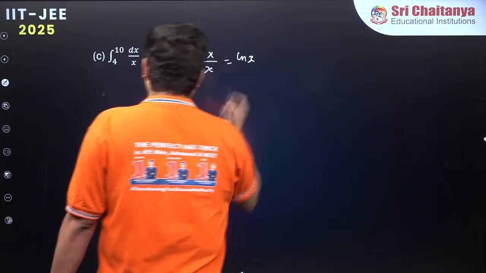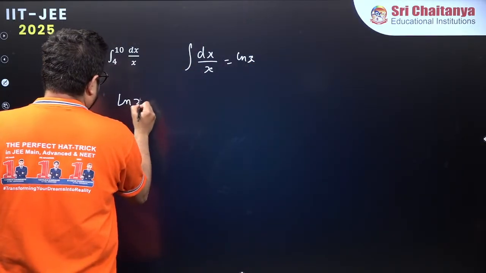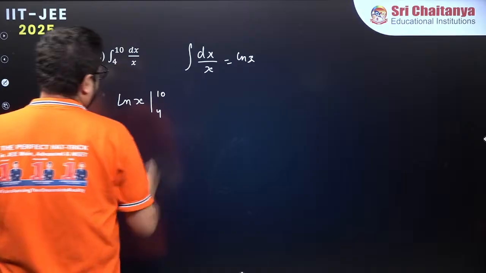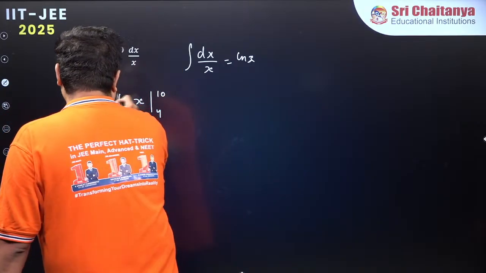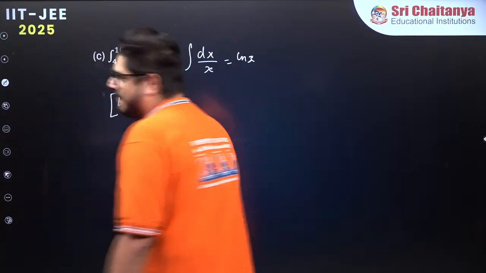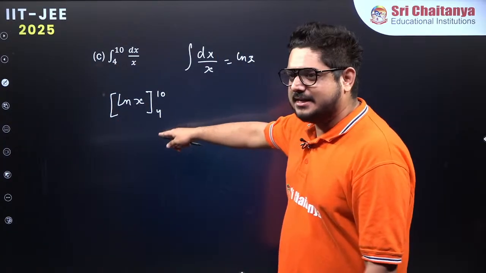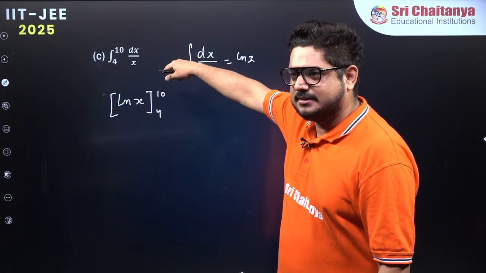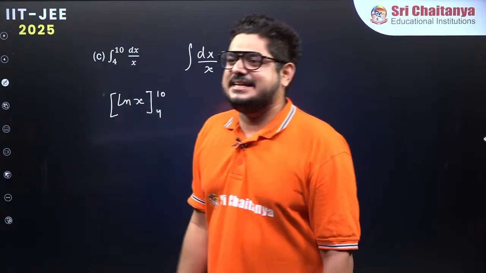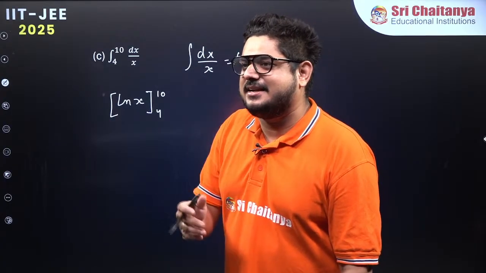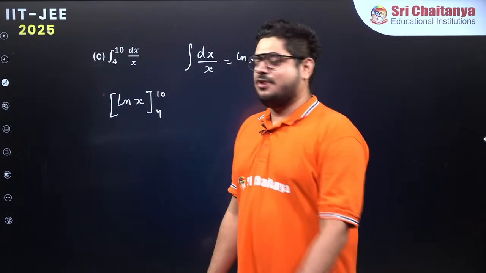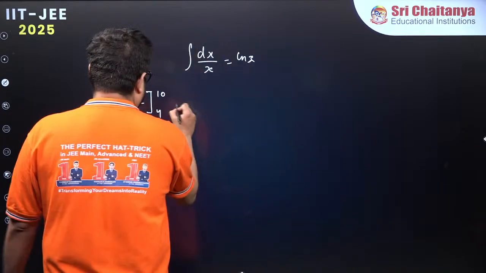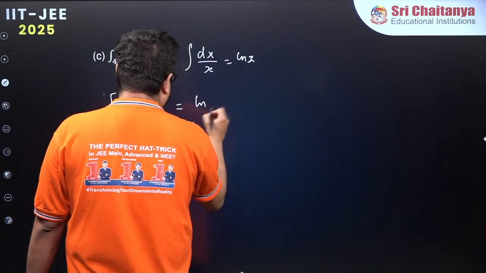So that's what needs to be done. Ln of x, limits 4 to 10. Now, this is how you will be writing it down. Before putting the limits, draw square brackets, write down the lower limit, write down the upper limit. If the snake symbol is there, Dhanya, it's going to be indefinite. If a number is attached to it, yes, correct, it's definite. You are right.